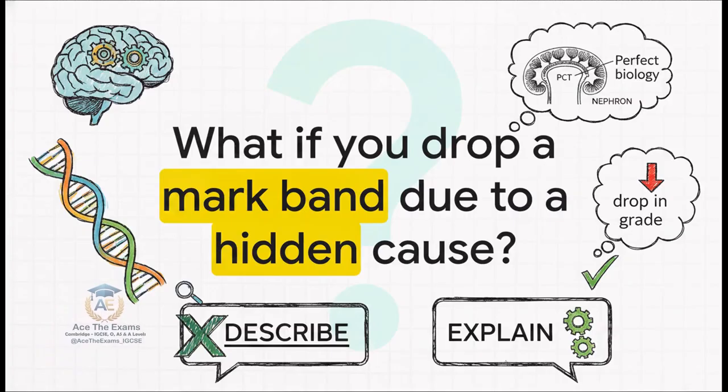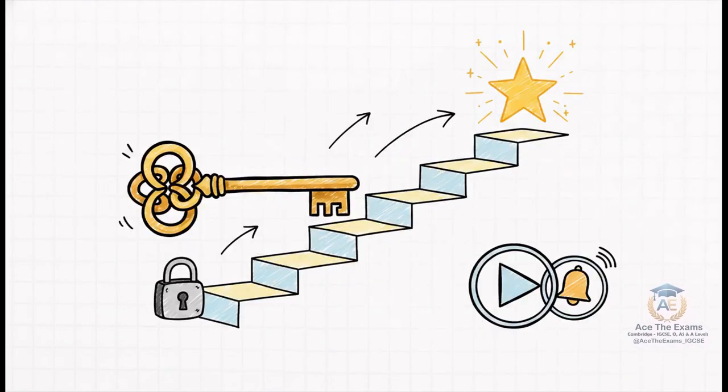Now for the diagnostic cliffhanger. What if you have the perfect biology memorized, your mnemonic works beautifully, your working is totally shown, but you still drop to the wrong mark band? Why? Because of one hidden cause. Understanding PCT biology is only half the battle if you misunderstand the examiner's specific command words. If you simply describe when you are meant to explain, well, all that brilliant biology isn't going to save your grade. This unresolved problem is exactly what you must tackle next. You absolutely need to know the command words that decide the mark band.